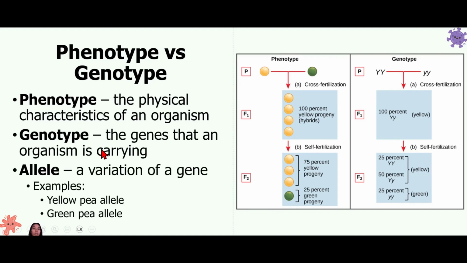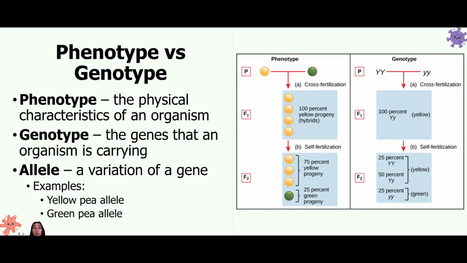And what he was really looking at, or kind of trying to understand, is this concept of an allele. So an allele is a variation of a gene. So we know that genes are segments of DNA that code for something. And an allele is a variation of that gene.